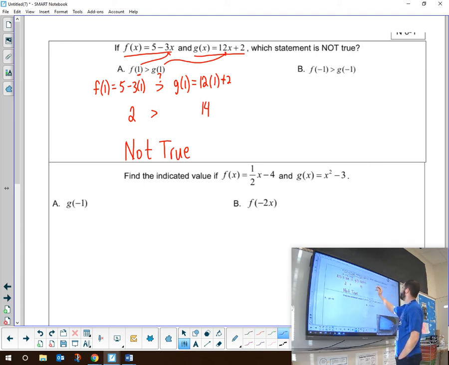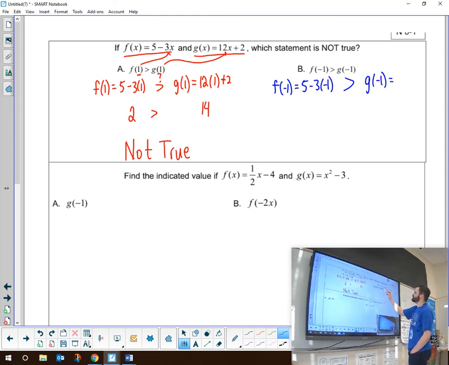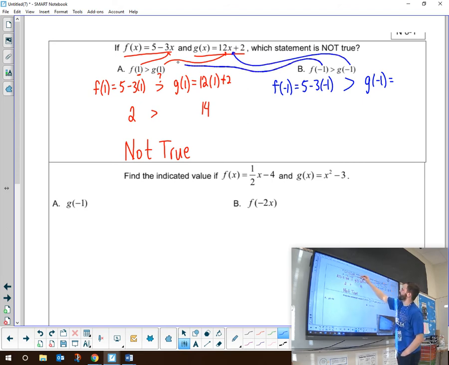Okay, so let's take this f of -1 and let's plug that in. F of -1 equals 5 minus 3 times -1. Okay, and we're asking, is this greater than g of -1? Let's see, g of -1 equals, well, we're going to take that -1, right? We're going to plug it into the x for g, just like I took this one and plugged it into the x for f of x. And we're just checking, which one's bigger? -1 plugs into this equation or -1 plugs into this one?